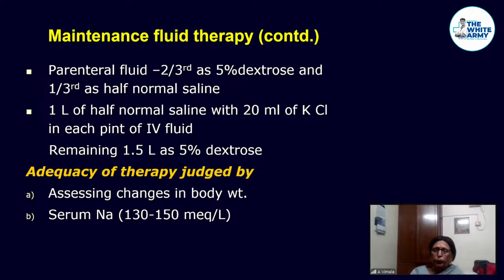This patient requires around 2.2 liters. 2/3 you should give as 5% dextrose and 1/3 as half normal saline. The remaining you should give as half normal saline with potassium. If there is any remaining requirement, that is given as 5% dextrose.